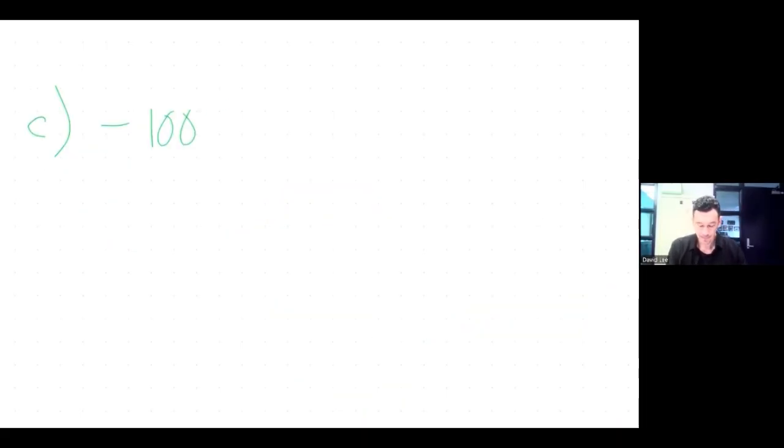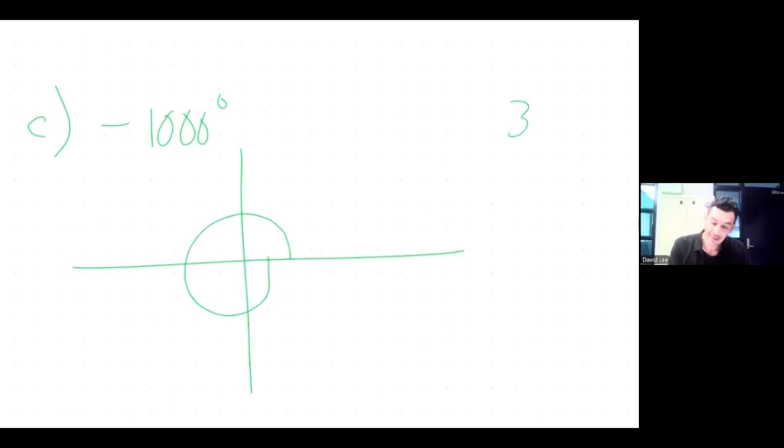Negative 1,000 degrees. Well, here it is negative, so we're going to have to start drawing downwards. Now it's 1,000. So look, if I go around the world one time, that's 360.